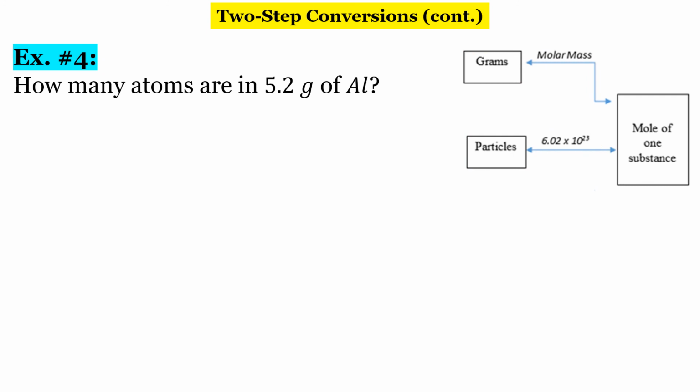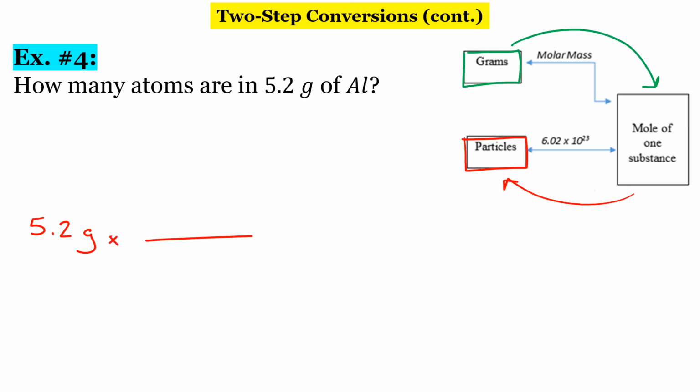All right, one final example. How many atoms are in 5.2 grams of aluminum? So this time we're starting at grams, going to moles, and then we're going to go from moles to particles. So we start with what we've got, or what we're given, sorry, 5.2 grams. If we look up aluminum on the periodic table, its mass is 26.98 grams for every 1 mole. So our units of grams will cancel out.